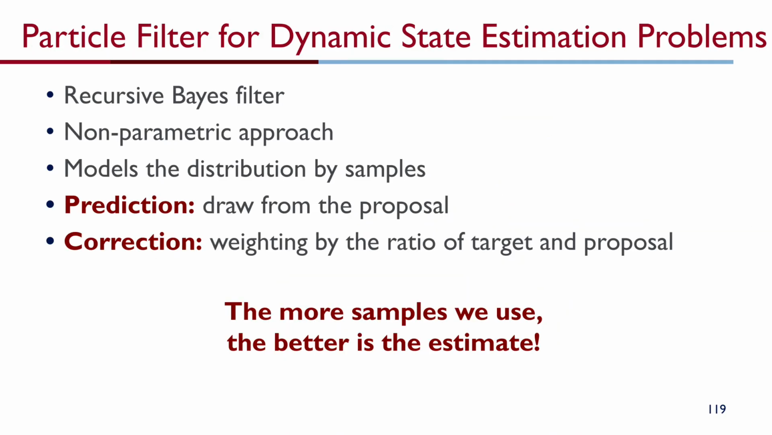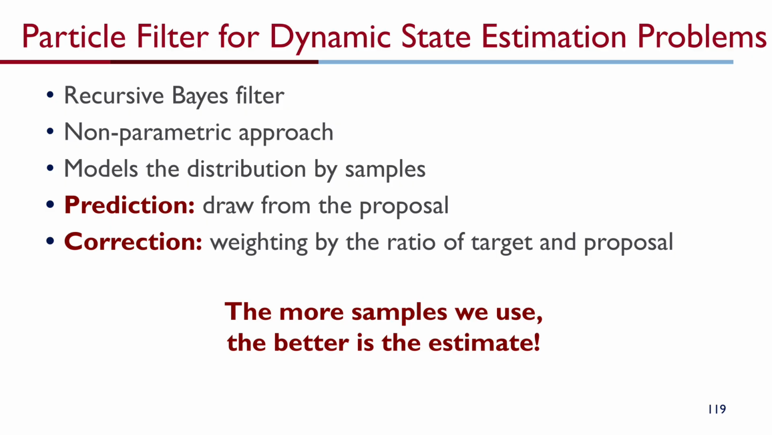The particle filter represents the posterior distribution using a set of samples, and it applies the importance sampling principle to update the belief over time. It acts as a recursive Bayes filter, but unlike the Kalman filter, it is a non-parametric approach. This means we do not assume a particular closed-form distribution, such as a Gaussian. Instead, we use many random samples to represent whatever distribution the robot's state may follow.